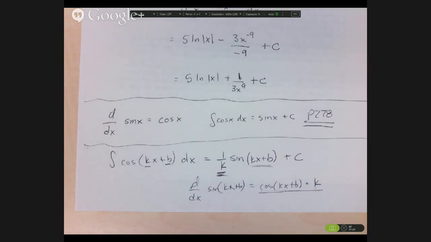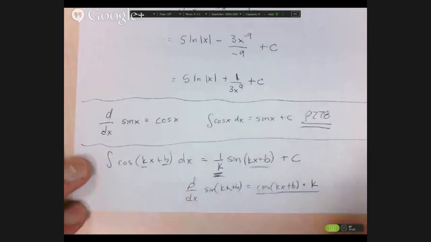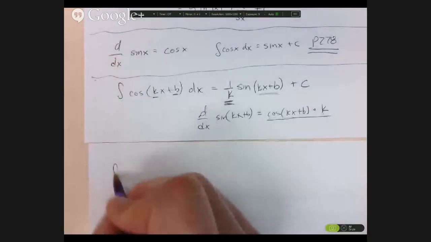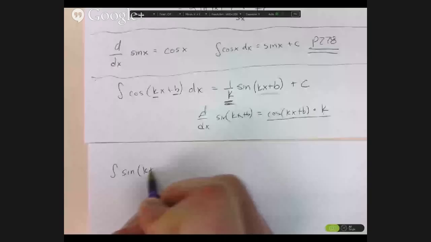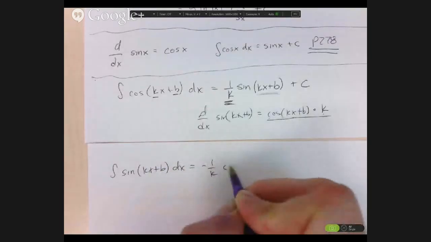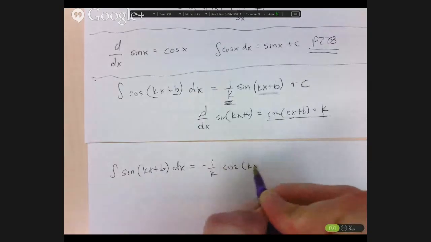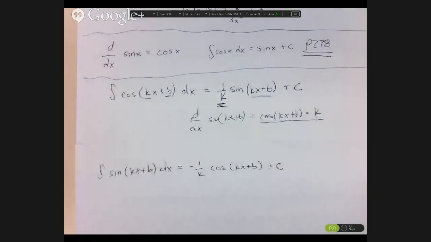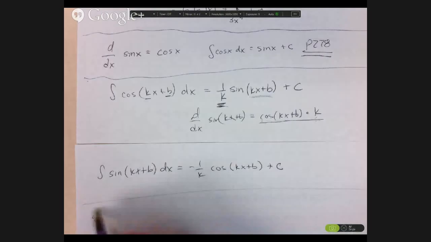There's also one for sine. It's similarly formatted. Negative 1 over k cosine. Okay. Right, exactly. So be careful on those. And let's do an example with that present.